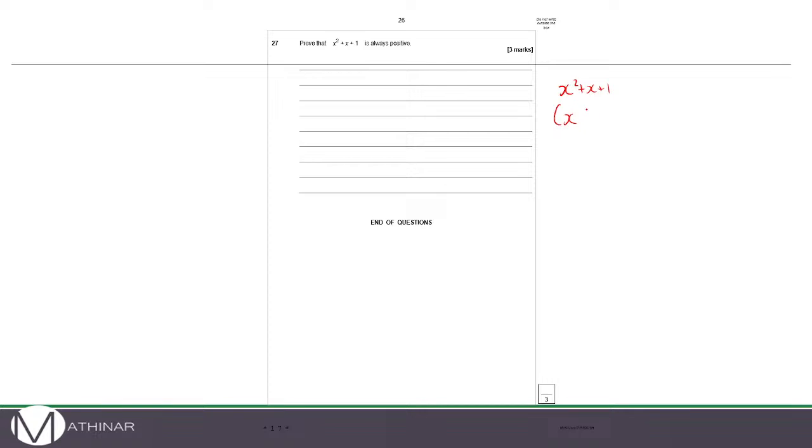So we got x plus a half of the coefficient, so the coefficient is 1, half of that is a half, close bracket, squared. Then we're going to minus the half squared.